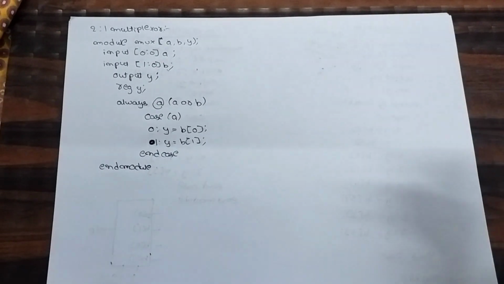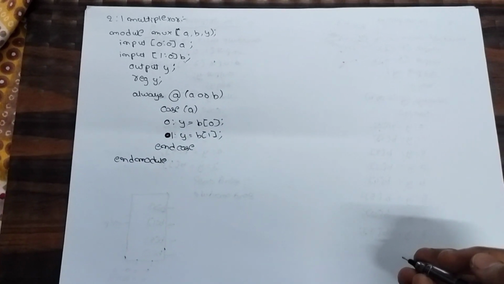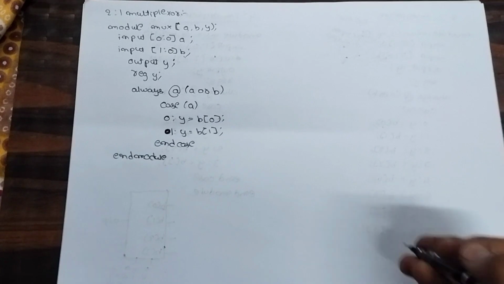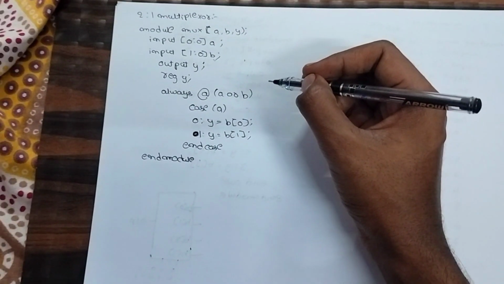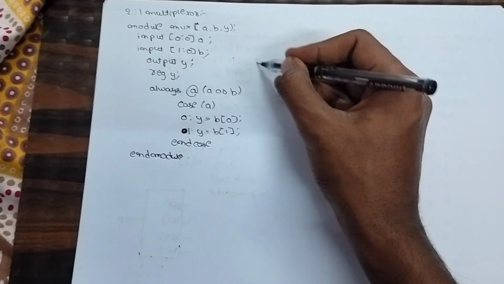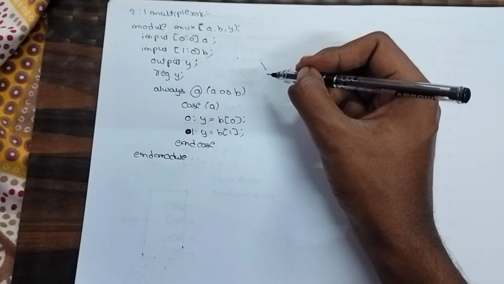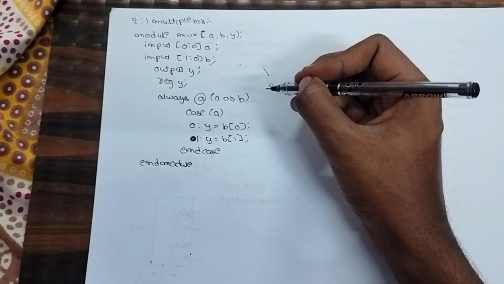Let us see the program for the 2:1 multiplexer. We have named the program as mux, and we have taken a comma b comma y. Here a is the select line, b is the input line and y is the output line. Here we have taken input [0:0] a, meaning there is one select line, and we have taken input [1:0] b, that means there are two input lines, and we have taken output y and registered y, always at a or b.